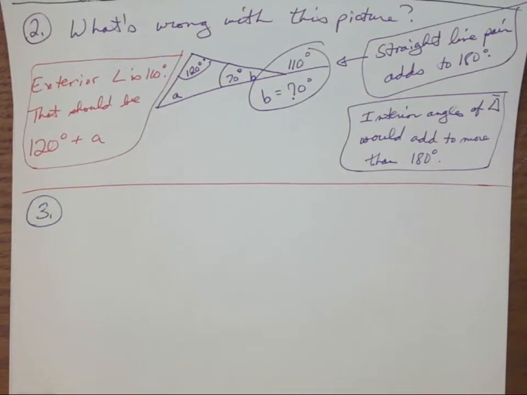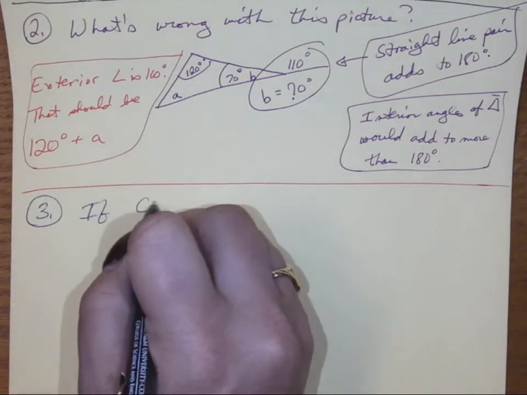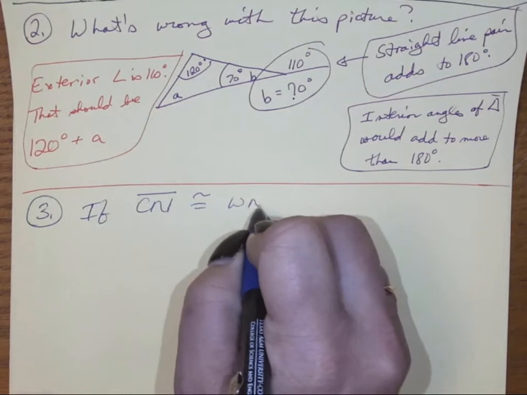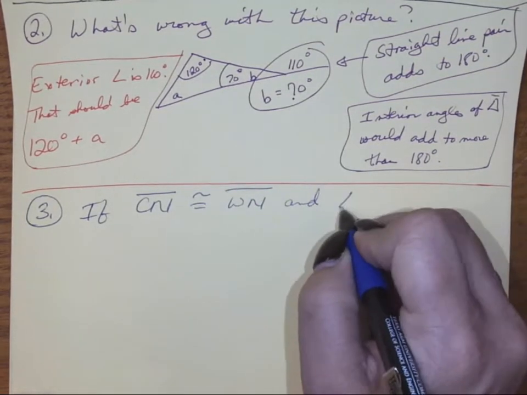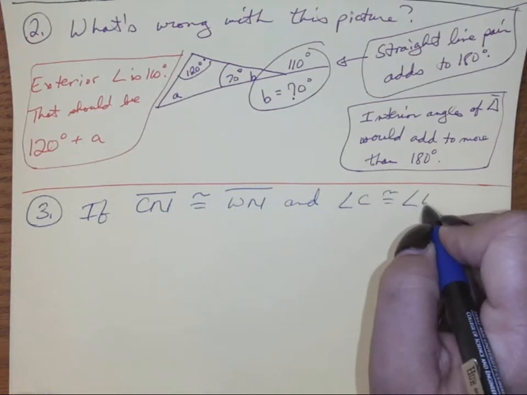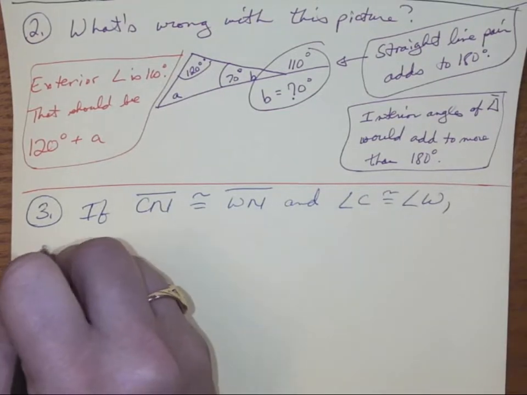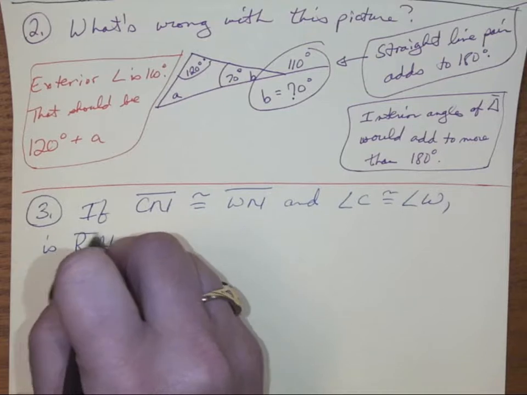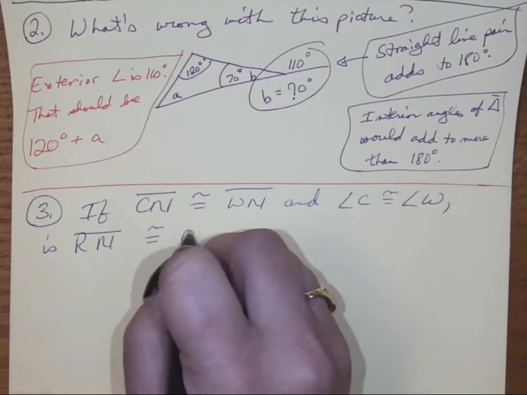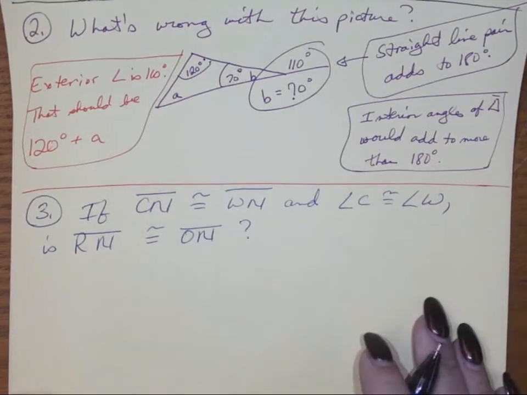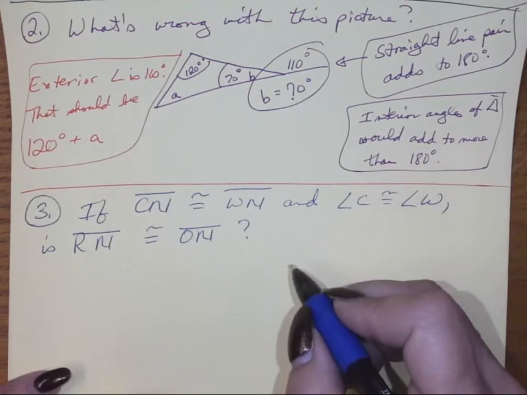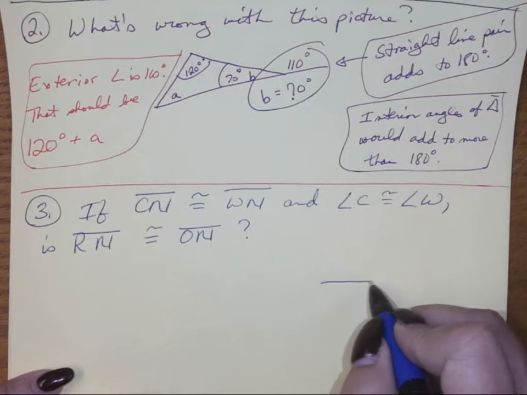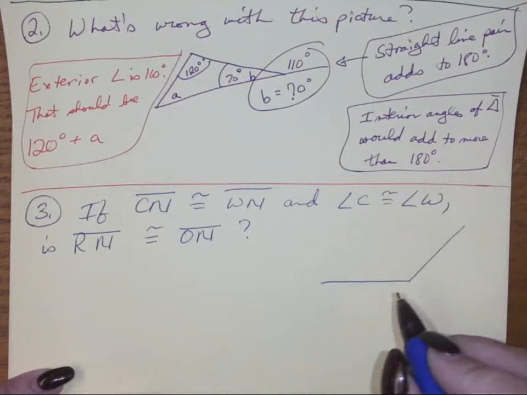Okay, given the following figure, if CN is congruent to WN and angle C is congruent to angle W, what we want to know is, is RN congruent to ON? That's the question. And of course, there's the why or why not statement. Okay, so always be aware that that's out there. Here's the picture. It kind of looks a bit like a crown.